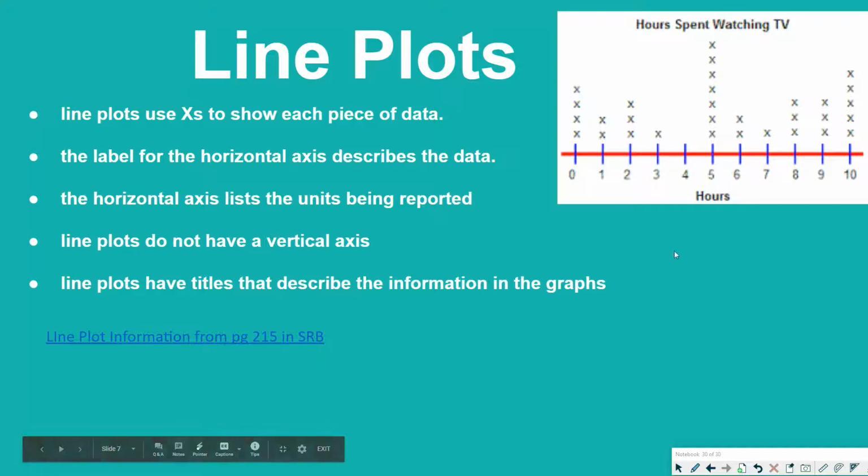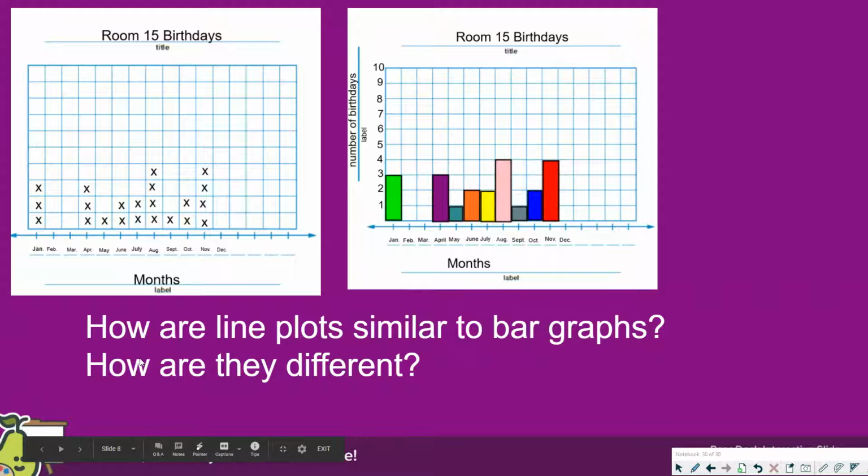So now that we know what a line plot should look like, let's go ahead and look at this next one. So I've created this line plot right here. This one looks a little bit different. This left one is a line plot. This right one is a bar graph. And so we've got a label here. This is months. And up here, that goes with my label months, January, February, March, all the way down to December. I've given it a title. So room 15 birthdays. So that's how many birthdays we have for each month in the room.